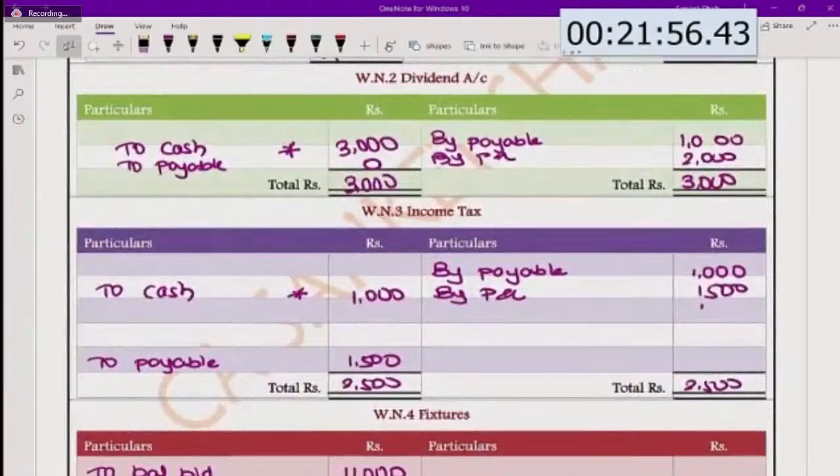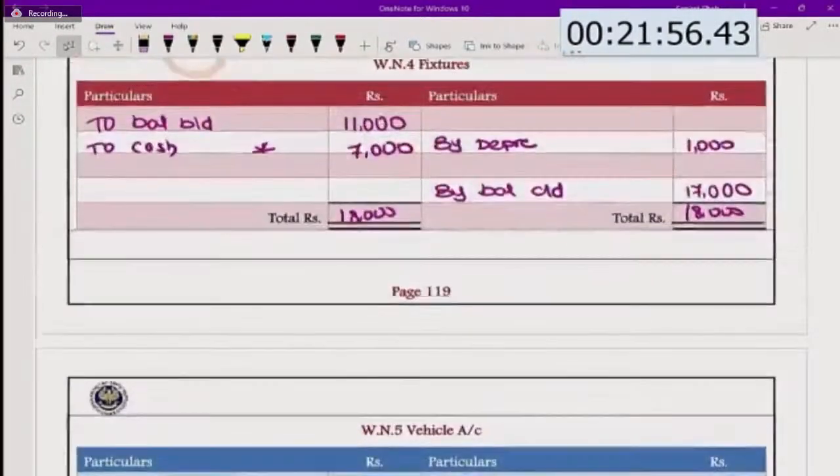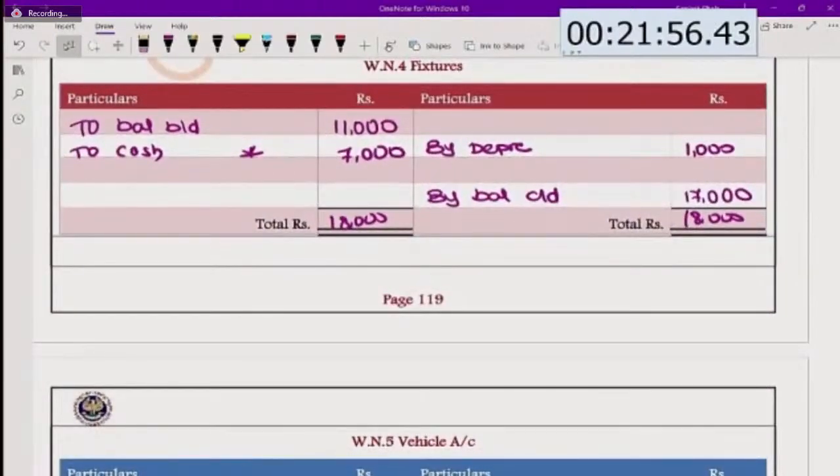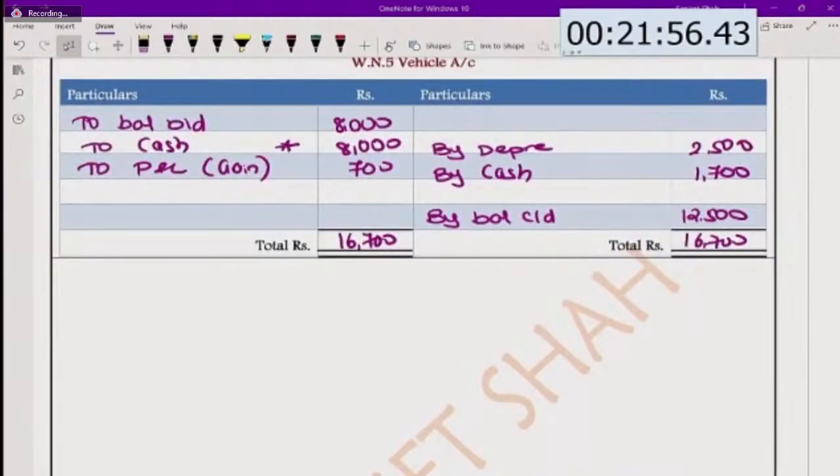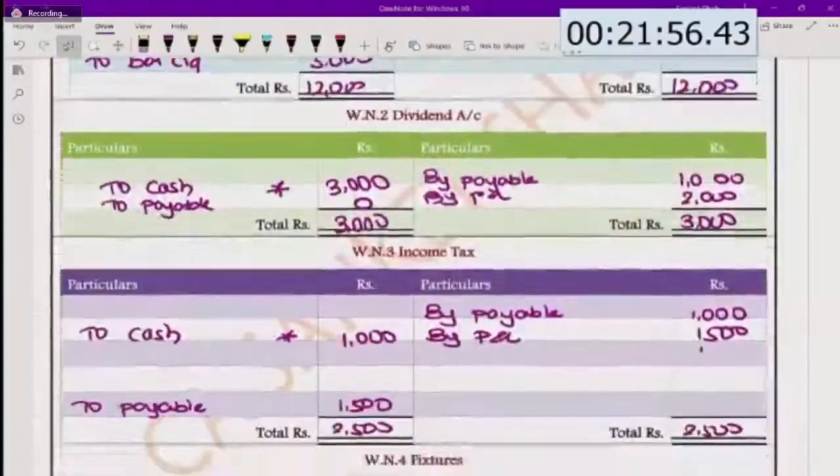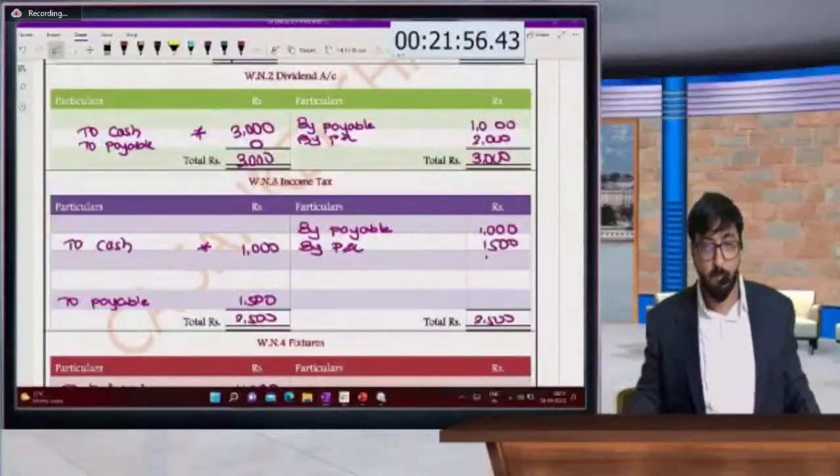Dividend income tax. Fixture. And vehicle. Yes, yes, yes. Very good. So beta, in dividend, it will be to cash only, right? By payable, by P&L, to cash. 3,000.